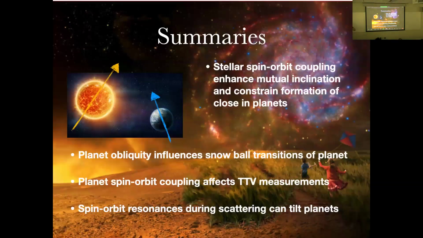Okay, so that brings us to the end of our seminar today. We looked at the spin-orbit misalignment of planetary systems, and we looked at how planet obliquity can influence the snowball transition of the planet, in particular when the planet obliquity crosses over the 54 degree limit, when the zonation changes. And then you can see this can also be produced, and the planet spin obliquity can be enhanced during the scattering of the planetary system, which can be quite common in planetary formation scenarios.